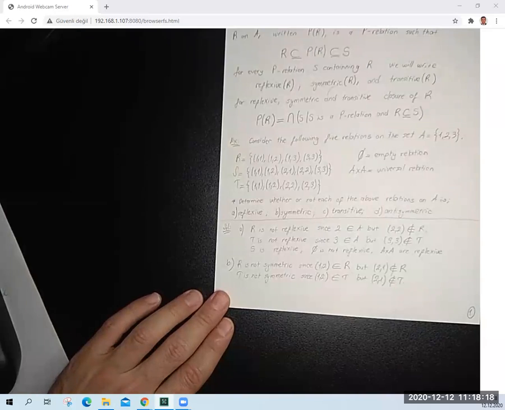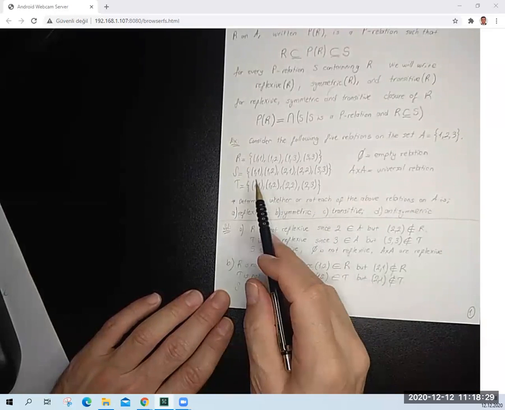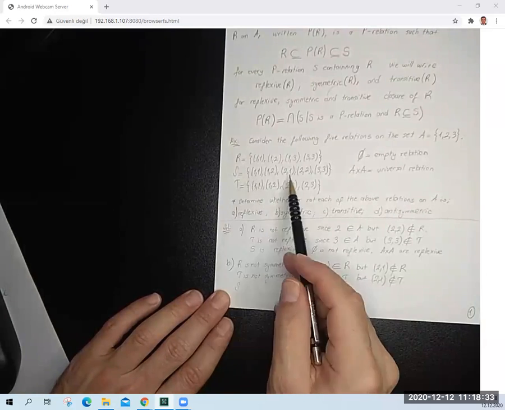And T, so we can say S. Okay, let's look at (1,1), (1,2), (2,1), (2,2), (3,3). S is symmetric.